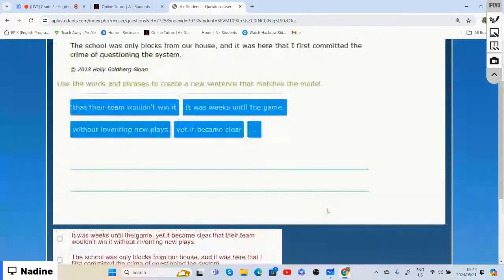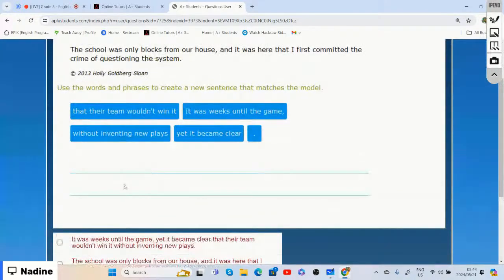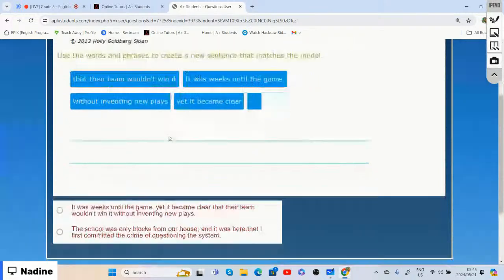All right, if we look at the words in blue, right, we will start with it was weeks until the game. So it was weeks until the game, yet it became clear that the team wouldn't win it without inventing new plays. So now we need to look at these two sentences. Which one is the correct option? Option one or option two?